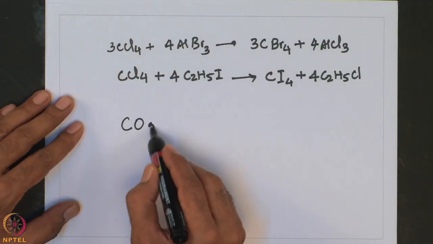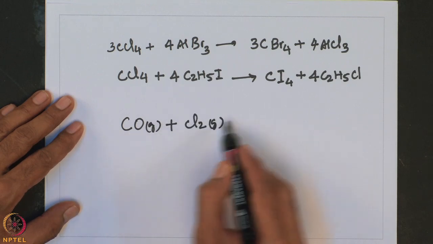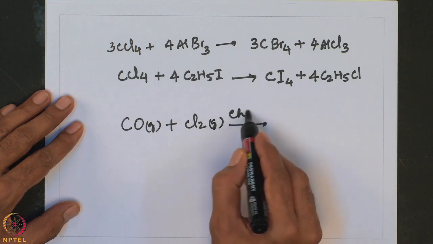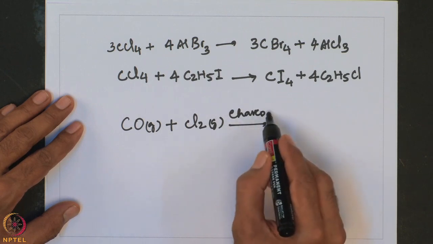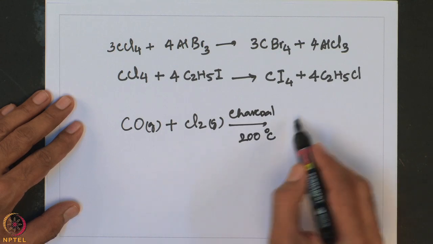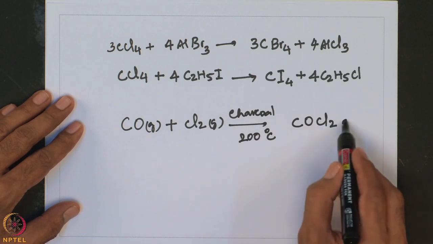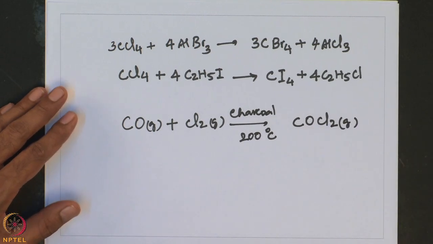CO gas plus Cl2 gas, over charcoal, gives COCl2. Of course, it was used in the First World War chemical warfare. It is a very highly toxic gas, and this is the large scale preparation method.